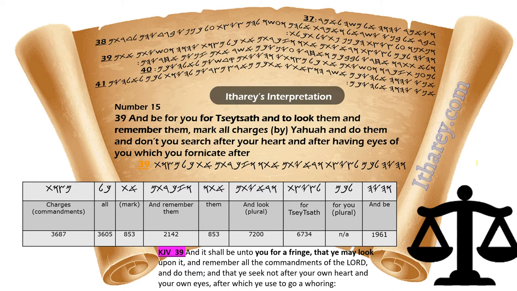Oh, and I wanted you to take a look at the King James Version. Just note that when they translated, they said, "and for a fringe, that he may look upon it." But it actually says, "and look upon it." So little slight variations in translations. That's why I said "and look upon them and remember them." So I just wanted you to note that the King James was a little bit different.